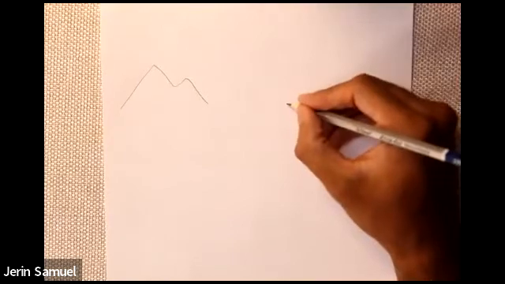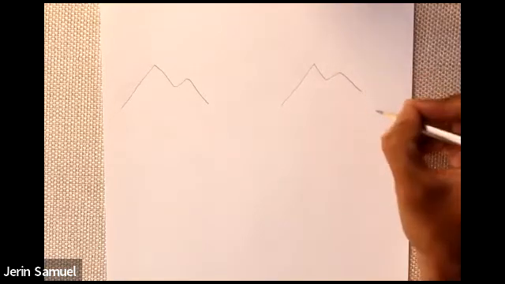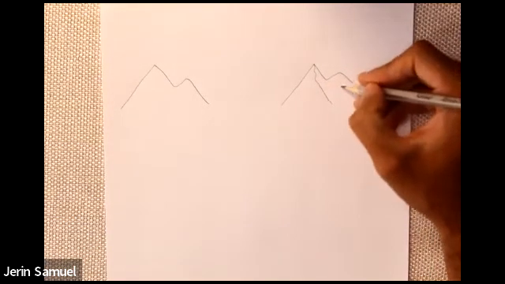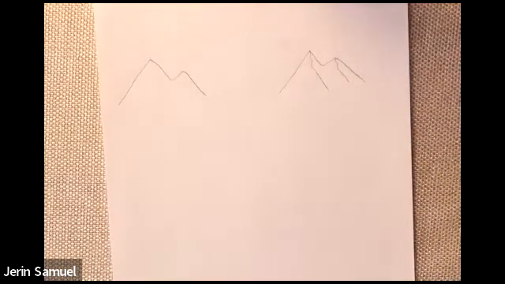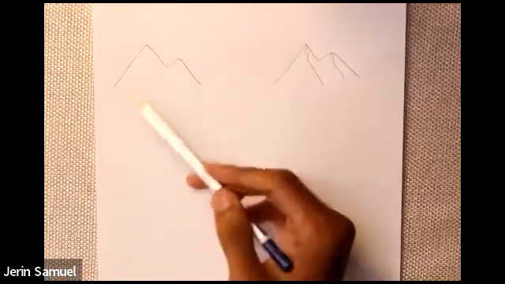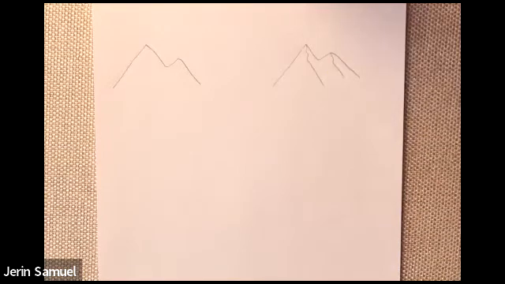Now, the second step is where, let me first make the first step. In the second step, we're going to create a division like this. We created a division in the second step. This is also pretty simple, right? So the first step is where we drew two mountains, and the second step is where we made a division in between.